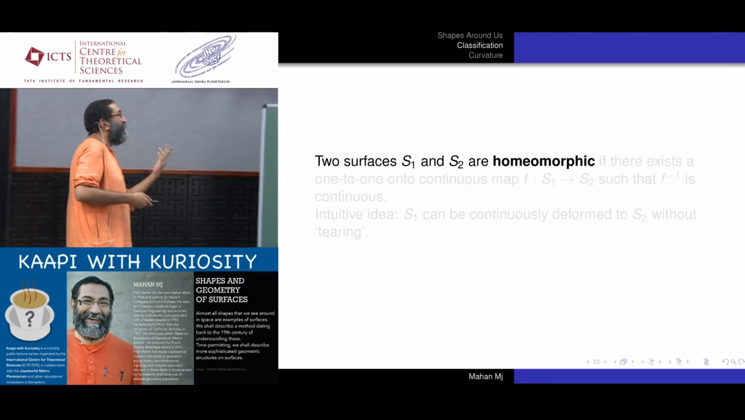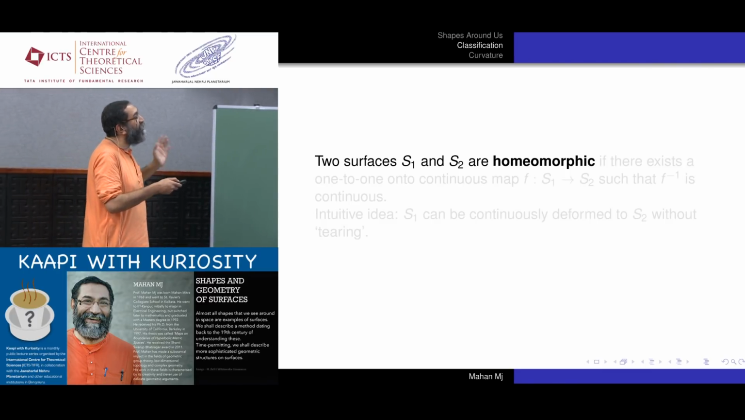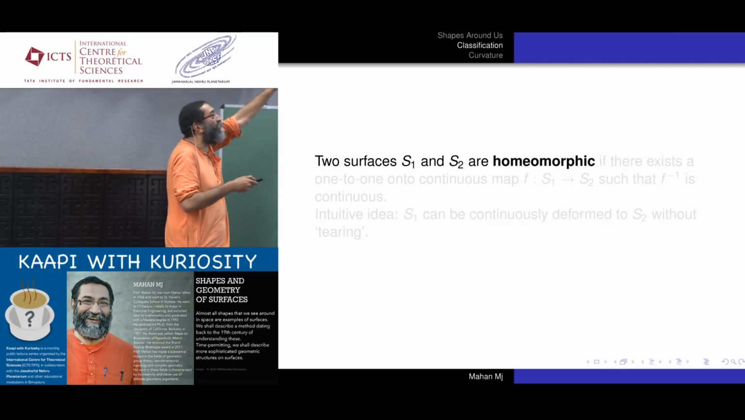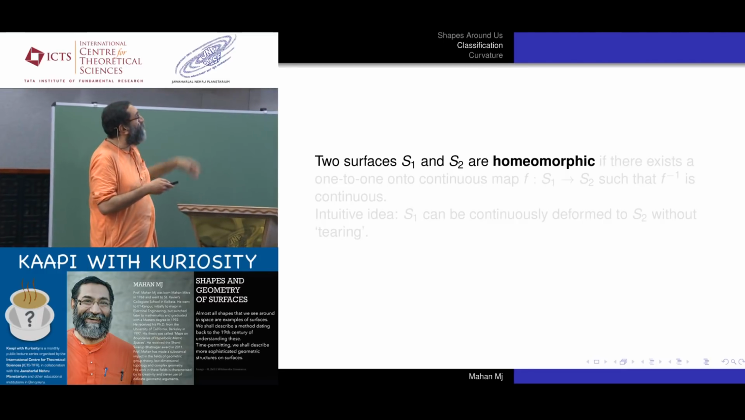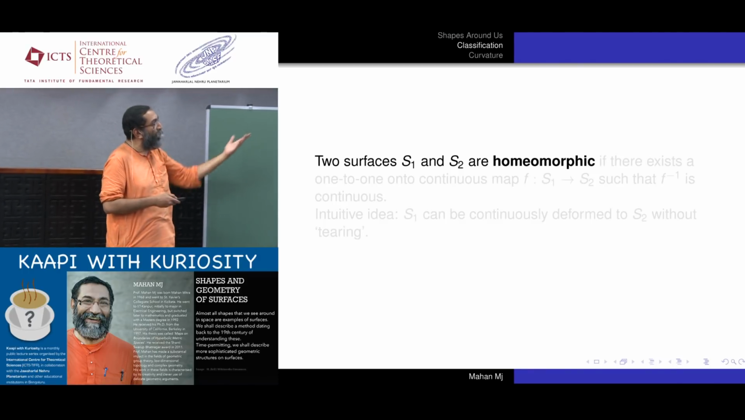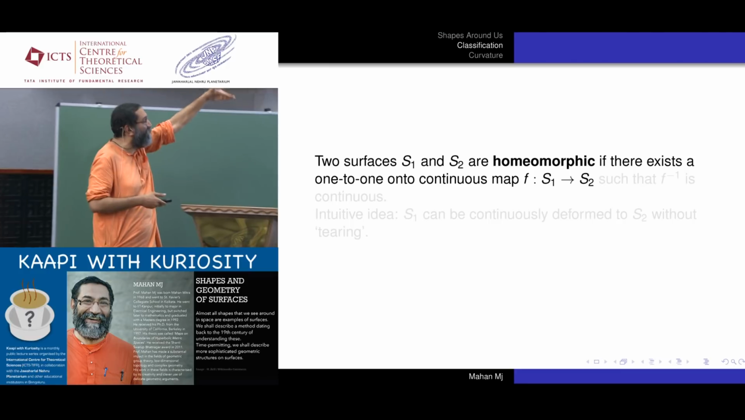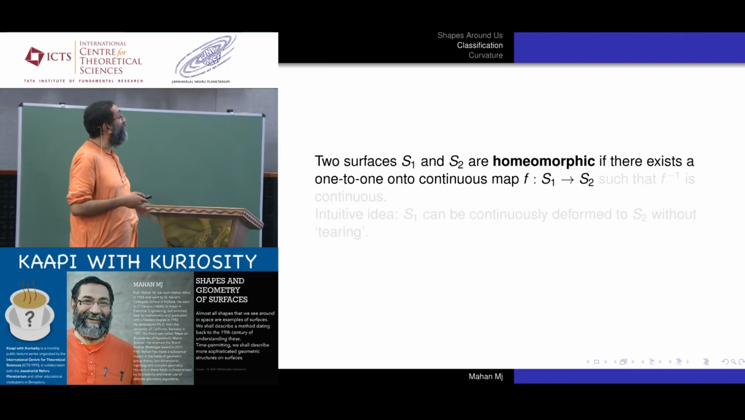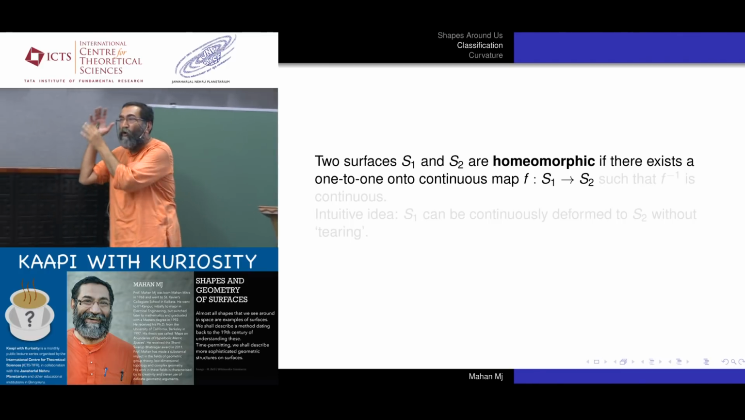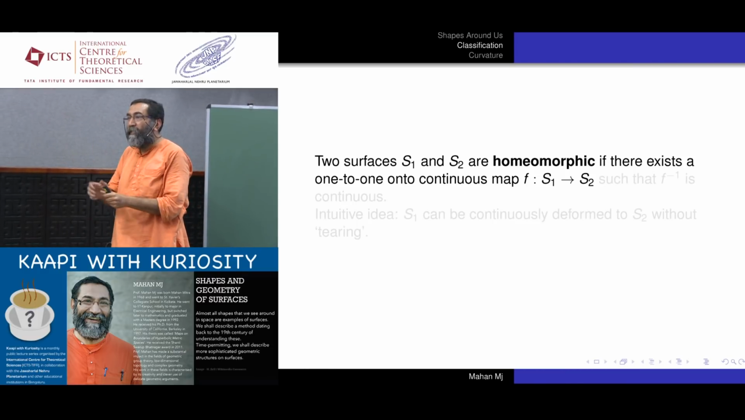Yeah? So let's say, so this is a particular word. It just means that they are the same in the domain of discourse. Yeah? So we say that two surfaces, S1 and S2, are homeomorphic. It's a particular technical term. It just means that they are the same in the context that we are talking about, if you can go from one to the other without tearing or gluing, yeah?